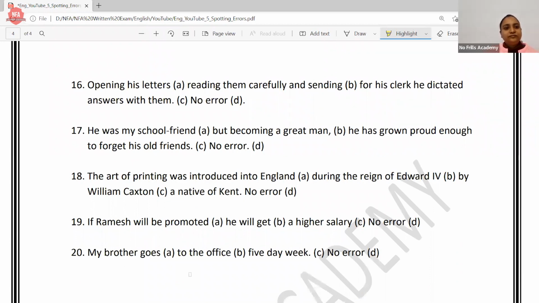Next. Solve the next 5. Opening his letters, reading them carefully, and sending for his clerk, he dictated answers with them. Opening his letters A, reading them carefully and sending B, for his clerk, he dictated answers with them C. No error D.